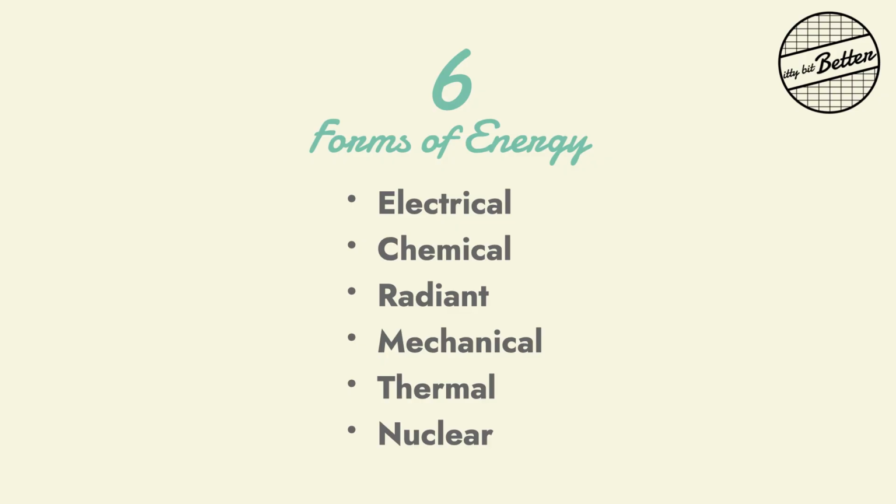The 6 different forms of energy are electrical, chemical, radiant, mechanical, thermal, and nuclear. For each one of these different forms of energy, you have a different object. Then they change from one form to another, either using potential or kinetic energy. So let's do an example of a toy car.